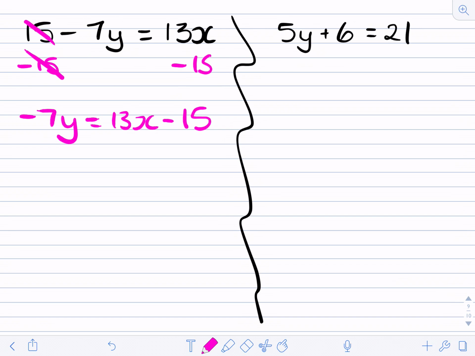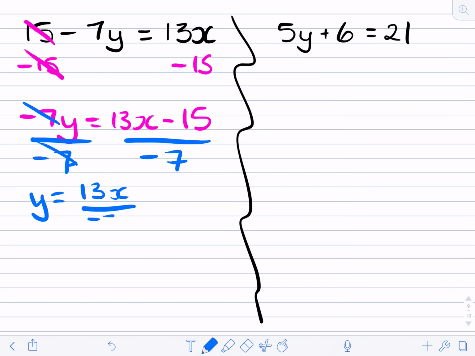So now, what's with the y? We have minus 7 times y. So we have to divide both sides by minus 7. So I'm left with y equals 13x divided by minus 7 minus 15 over minus 7. Now when we chuck this in the calculator, if we chuck 13 divided by minus 7, we can't simplify that. So we leave that as is.